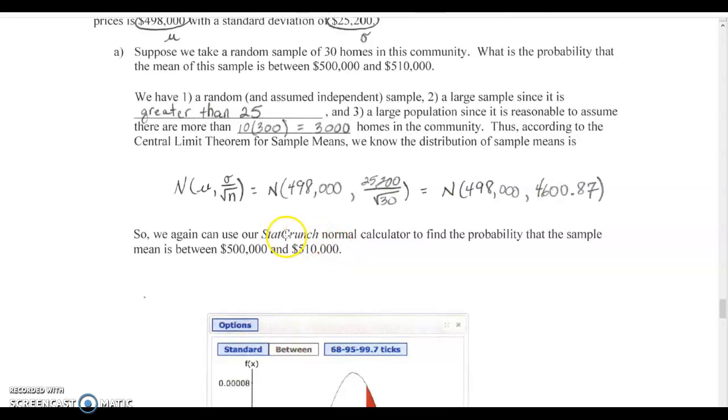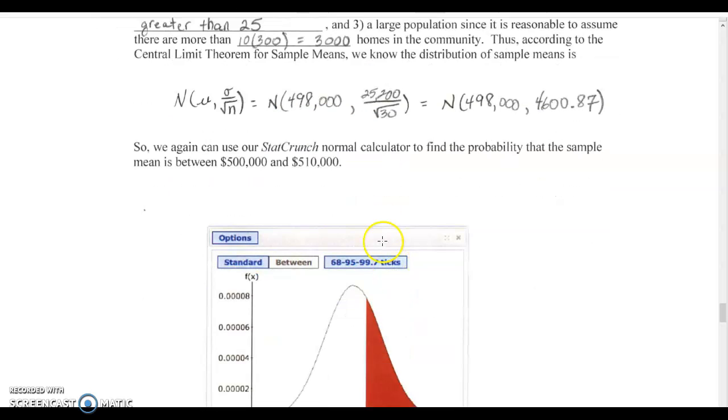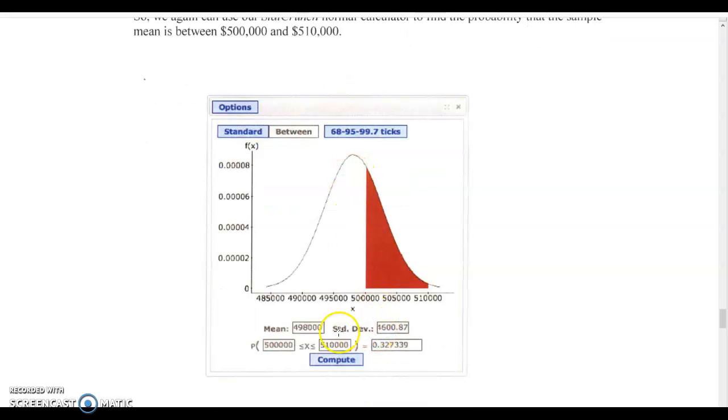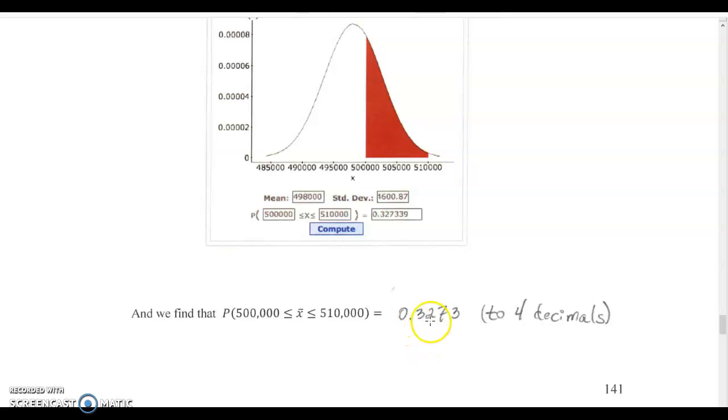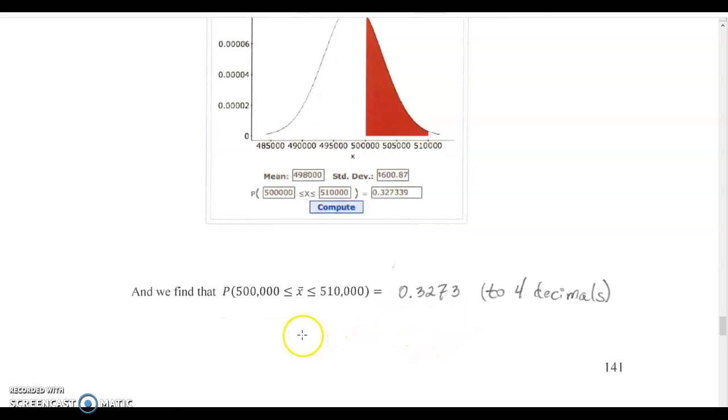So again, we can use our StatCrunch normal calculator, because we know that we've satisfied the central limit theorem, making our distribution of sample means approximately normal. We look for the probability that x bar is between 500,000 and 510,000, making sure you put in the proper mean, the population mean, and the standard deviation, which is the standard error. So you get about 0.3273 to 4 decimals.